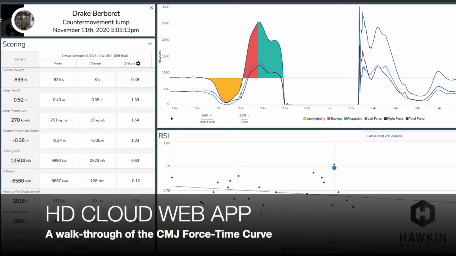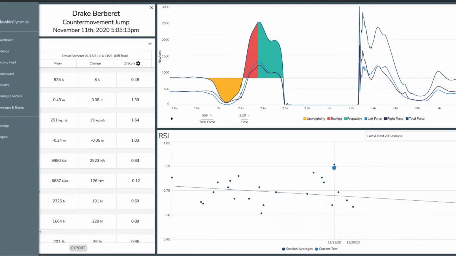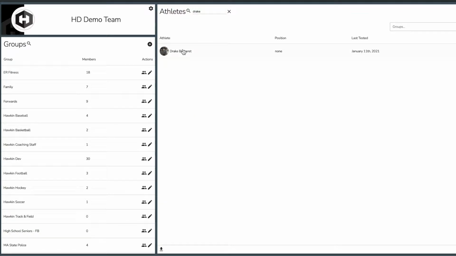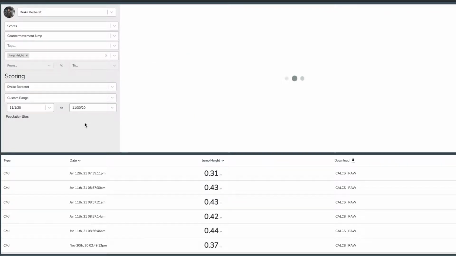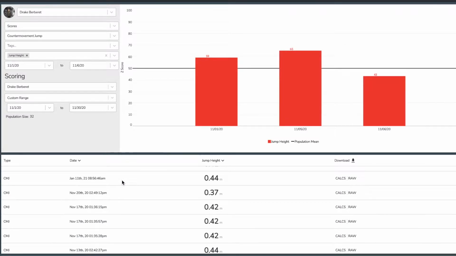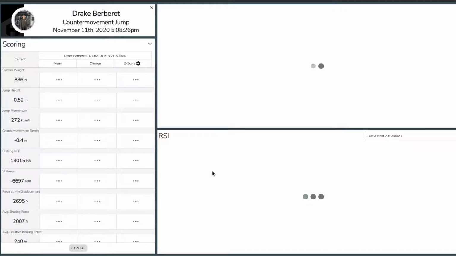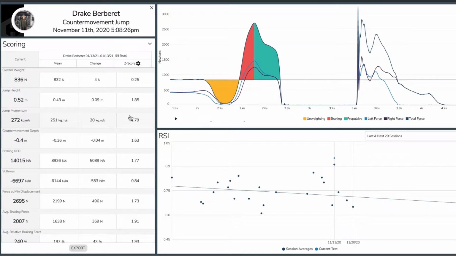What's up, guys? This is a demo of how to read a force time curve on a counter movement jump. So how do you get to the screen here? First you go over here to the menu bar on the left side, go down to manage, come up here and type in your athlete's name. Your attempts will load down here. We'll go ahead and select one attempt. Then we'll populate our jump here real quick.